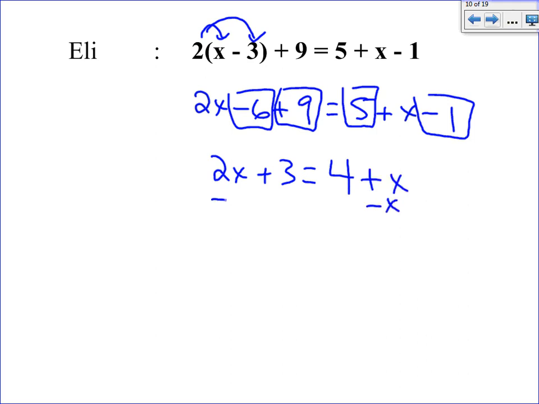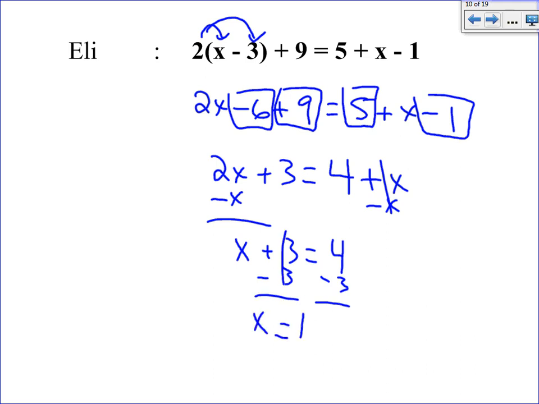Subtract x from both sides. 2x minus x just gives me 1x. I notice a lot of you write down 1x, but then you get confused about what to do with that. So I would get into the habit of not writing 1x. 2x minus x is just x. Plus 3 equals 4. Minus 3, minus 3. x equals 1. Again, when you're solving equations, I don't want you to get too worried about doing things in a different order. As long as you're ending up with the same answer, then everything you're doing is correct. x equals 1, that's exactly what x is, so there is only one solution.